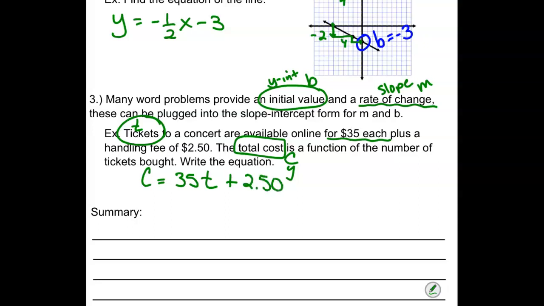So that's our initial cost. We have to spend that $250. But then we're going to spend $35 on every ticket. And because that's based on how many tickets we have, that would be our slope number. So 35 was our slope. And the $250 flat fee that we had to pay was our y-intercept. We have to pay that regardless of the number of tickets we're buying.